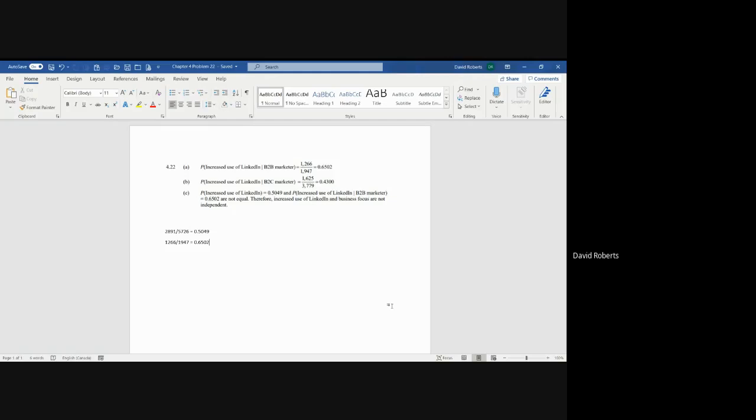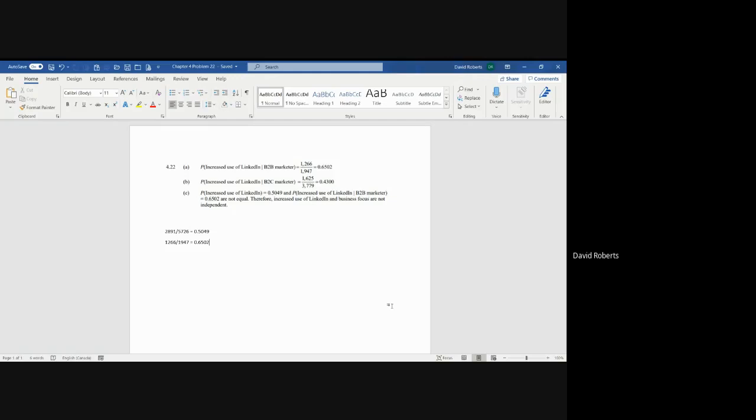Now, we need to determine if the events are independent. So what we do is we take the probability that there's an increased use of LinkedIn, and I showed you the math on this because they didn't. Where did they get the 50.49%? They took the 2891, which is the row that says yes, and they divide it by the grand total, the 5726. So in this case, you say the yes divided by the total of all responses for just over 50%.